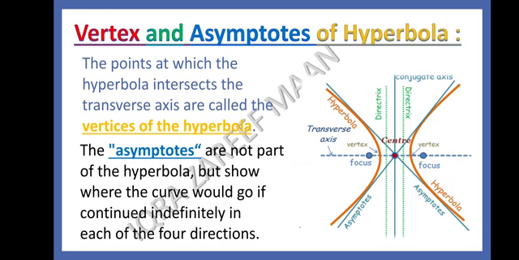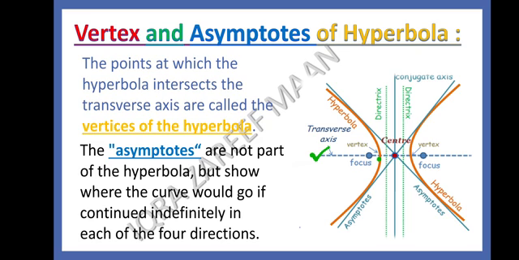A point where the hyperbola cuts the transverse axis. Here we have this one as the transverse axis, which passes through the foci, and a point where the hyperbola cuts the transverse axis is called the vertex of the hyperbola.